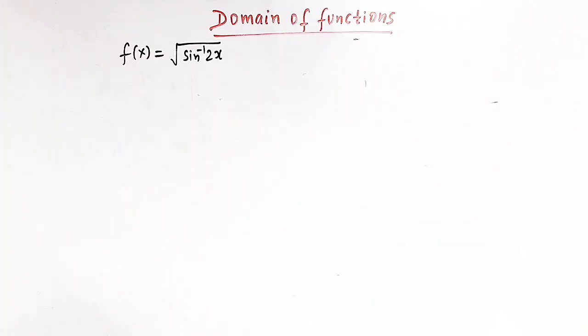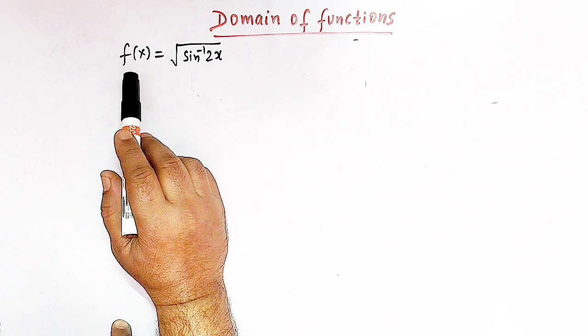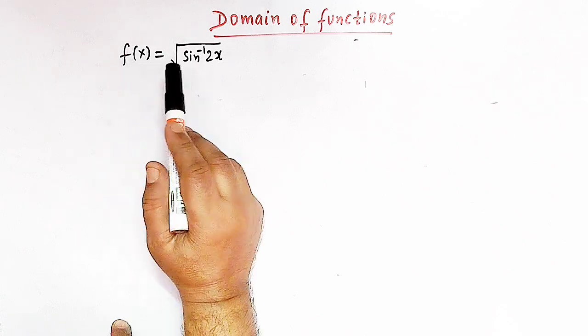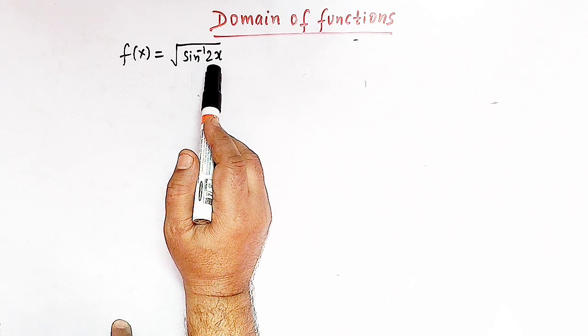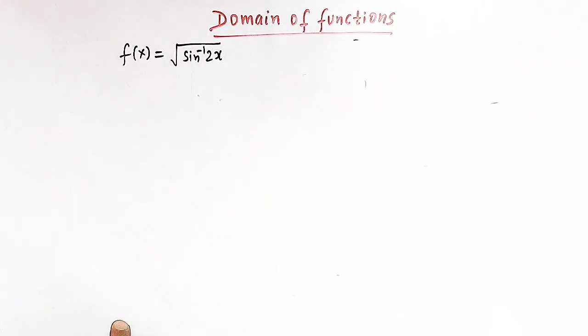Hello viewers, in today's session we are going to discuss an important conceptual problem from the domain of functions involving inverse trigonometric functions. Here we have to find the domain of this function f of x equal to square root of sine inverse 2x, right? This is an easy problem, and here we just have to make use of the range of the sine inverse function, or the principal value branch of the inverse sine function. So let us start.